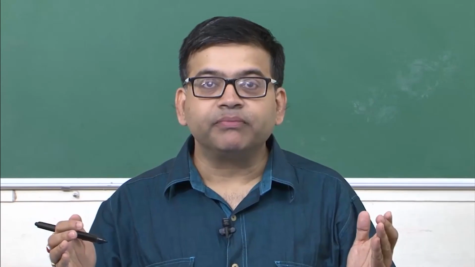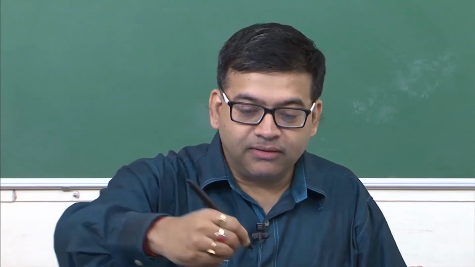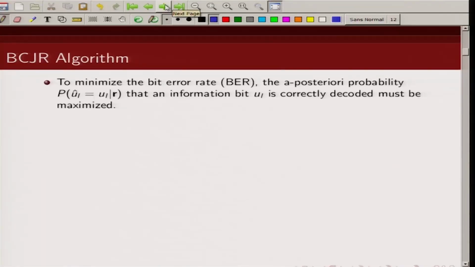Now, the Viterbi algorithm essentially finds an estimate of the code word, because any path through the trellis of a convolutional code is basically a code word. That does not necessarily minimize the bit error rate probability. In many applications, we are interested in minimizing the bit error rate. So, today we are going to talk about a decoding algorithm which is going to minimize the bit error rate probability, the symbol error rate probability.